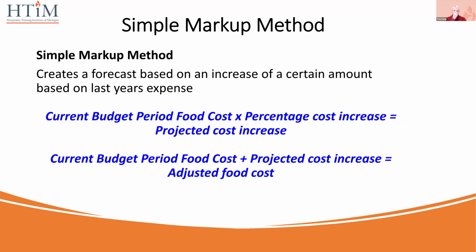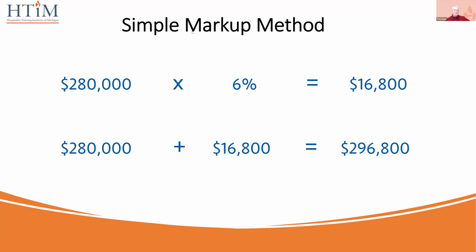We would have to do it twice, and I'll show you the numbers here because we're throwing a lot of terms around. In this situation for the simple markup method, if we know our revenue, our total sales of food, is 280, and we know our dry goods is at 6%, that gives us 16,800. Because we know we're going to have an increase in our cost of 6%, then we just add that 16,800 back into it. Now we get our new revenue at 296,800.